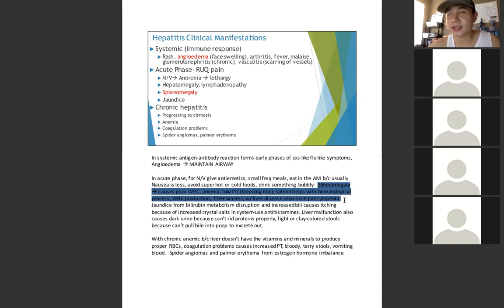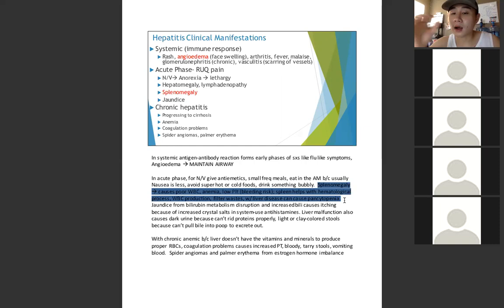Splenomegaly. The spleen is located right below the liver, and like I told you guys earlier, the liver is where the bile is produced. Bile is used to emulsify fat, to absorb fat. However, the liver produces the bile but doesn't store it. The bile flows to the gallbladder so that the fat can be emulsified.